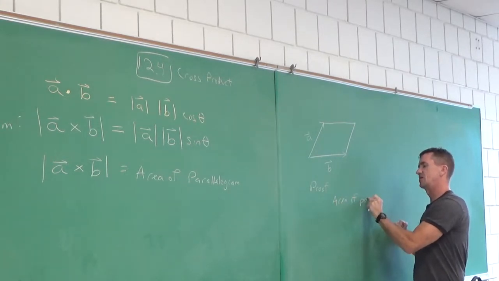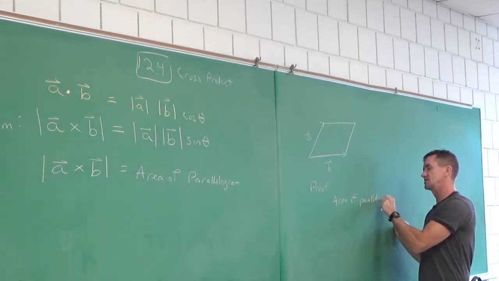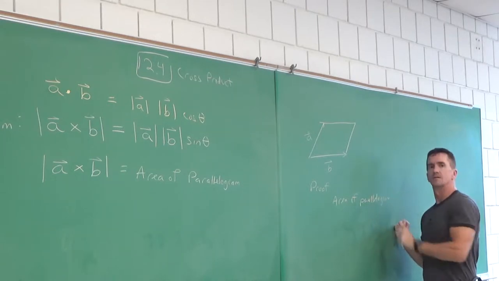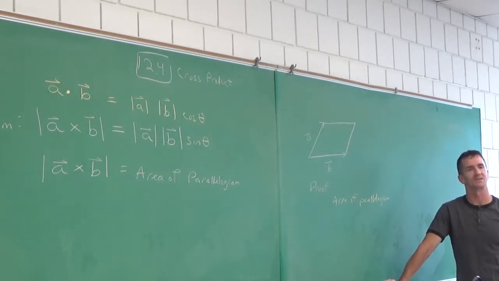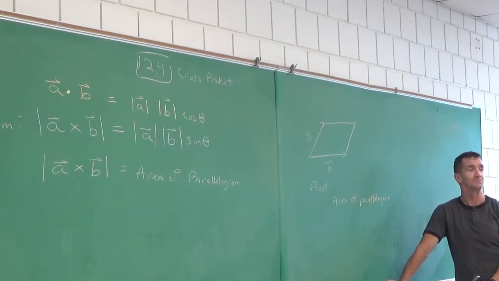What's the area of a parallelogram formula from a geometry class? You just multiply the same. Close. It's base times height. That's all it is. The area of a parallelogram is base times height. What's the area of a triangle? Half base height. Area of a parallelogram is just base times height.